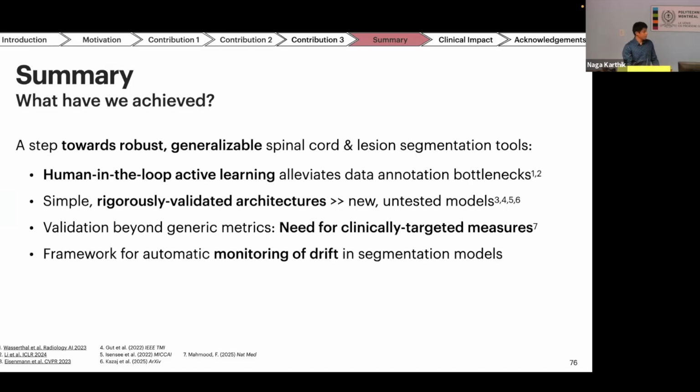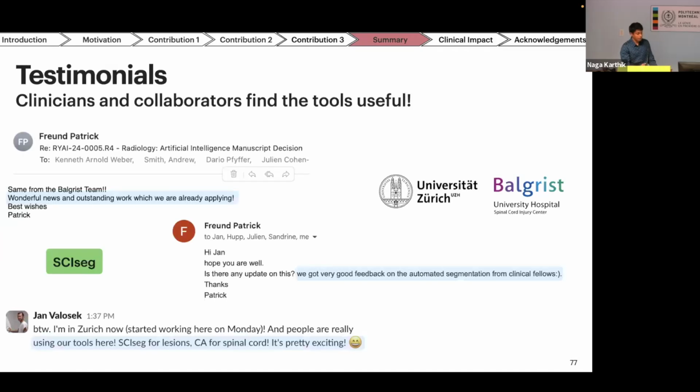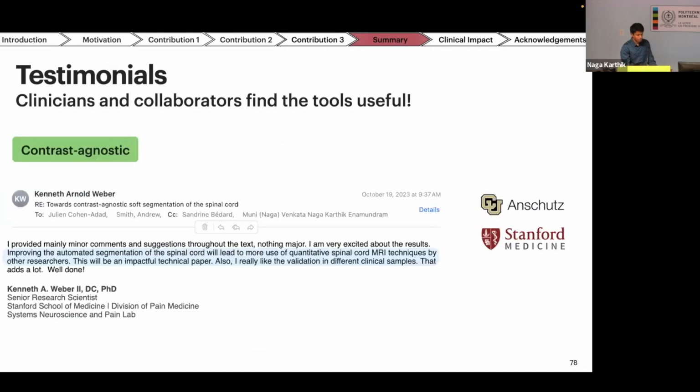Finally, segmentation models are more than snapshots in time. We designed a framework that could automatically monitor drift across models. Okay, so we have found that the collaborators and clinicians who shared the data with us have found the tools useful. These are some testimonials of some good feedback that we obtained from the models we developed.